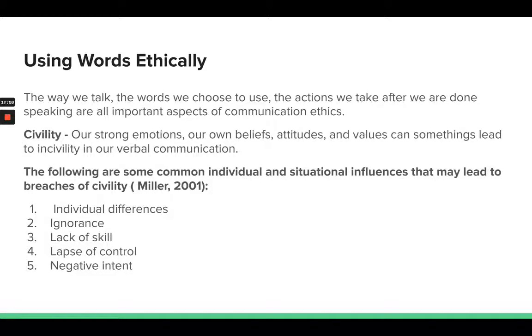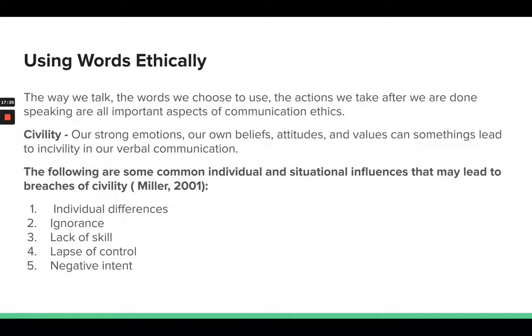We must use our words ethically. Words have power. And I think we've talked about this at the very beginning. You can't take them back. So everything we say has power, and it's out there. Once we've communicated a message, it's out there. So we have to be very careful about what we say and how we say it, because there are repercussions based on the power of the words we choose. So the way we talk, the words we choose to use, and the actions we take after we are done speaking are all important aspects of communication ethics.